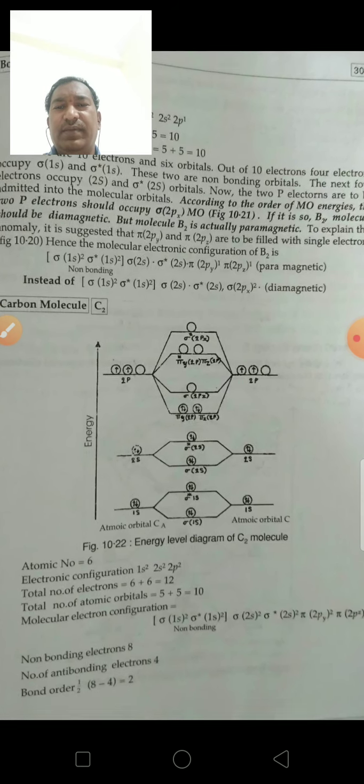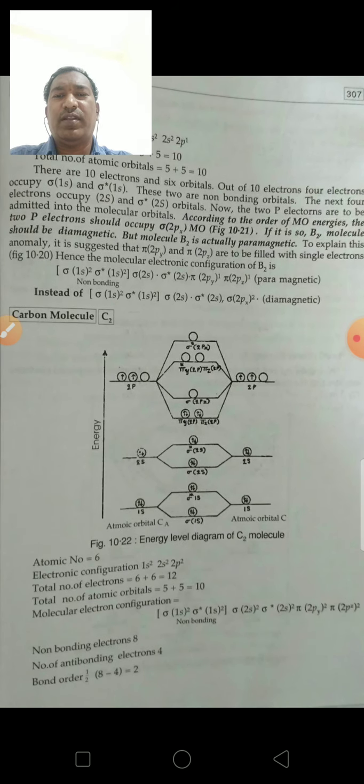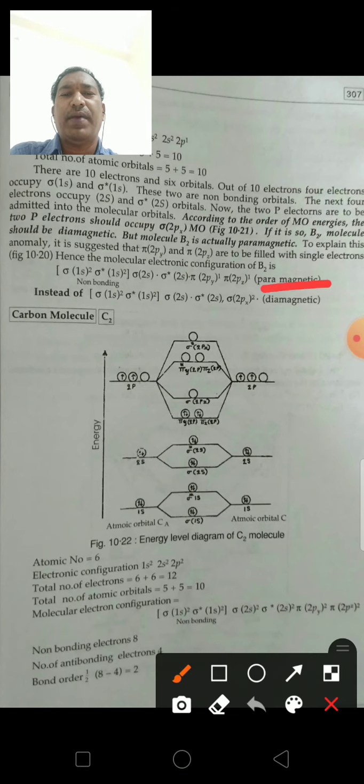See here, this is the molecular orbital energy diagram for boron: sigma 1s2, sigma star 1s2, sigma 2s2, sigma star 2s2, pi 2py1, pi 2pz1. So here unpaired electrons are present in the boron molecule. So boron is paramagnetic in nature.